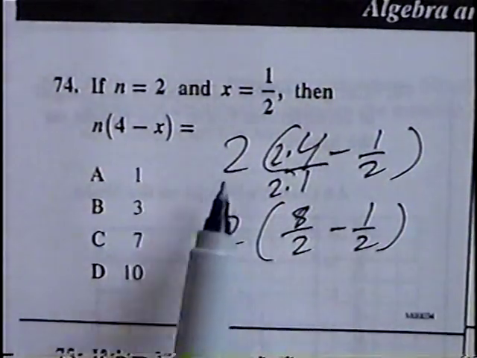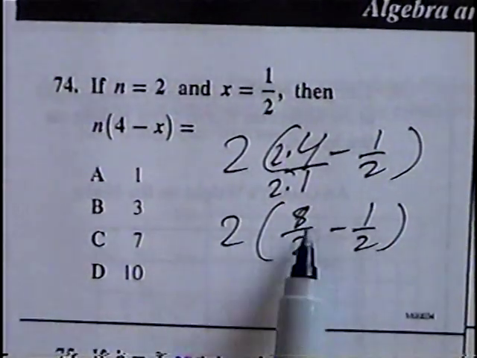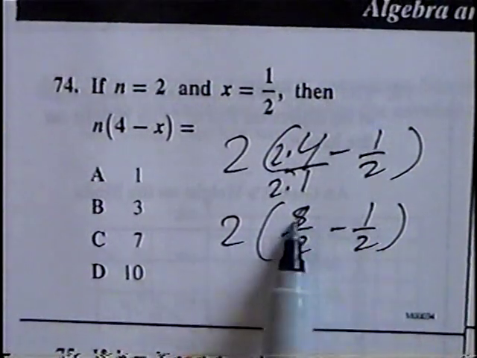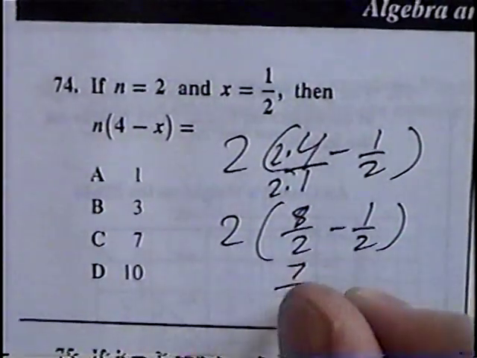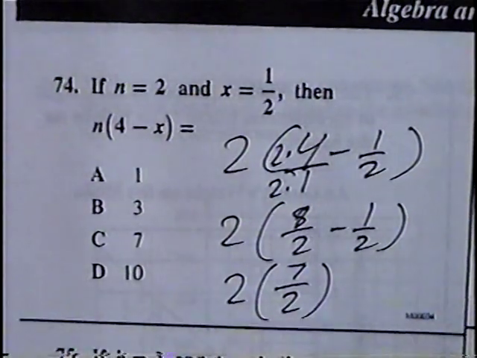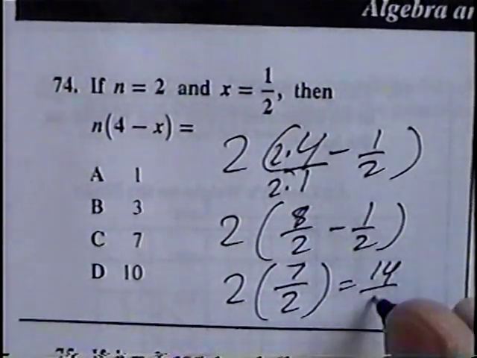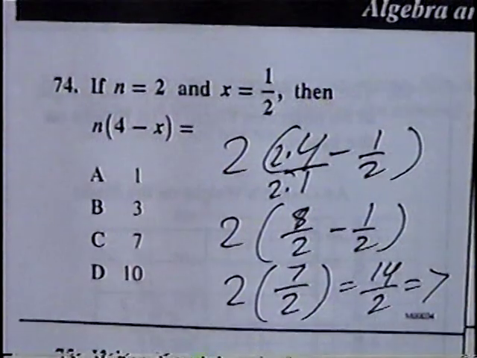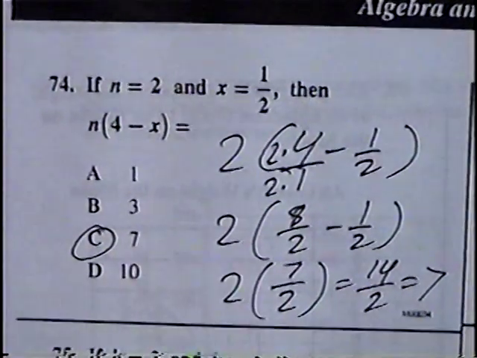And still have to be multiplied by 2 on the outside. 8 over 2 minus 1 over 2. Subtract the numerators would be 7 over 2. And multiplying by 2, 2 times 7 would be 14. Divided by 2 would be 7. Correct answer would be C.